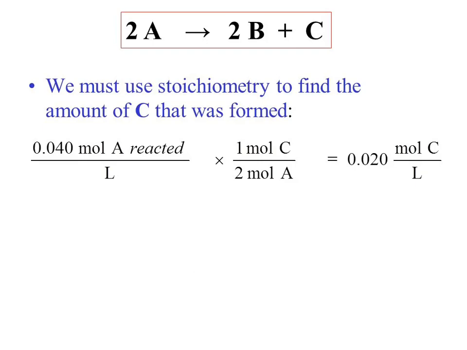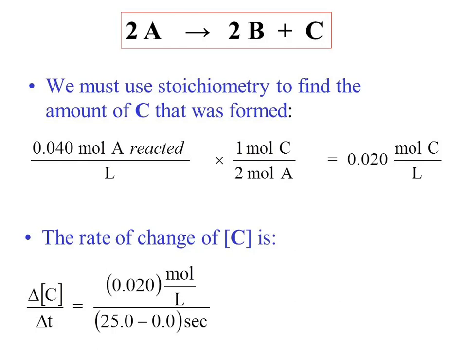0.020 moles per liter at 25 seconds. 0.020 moles per liter of C. Now you probably know what's coming next. To get the rate of change of C, we take final minus initial. So that'd be the 0.020. My notes really should say, to keep it clean, minus the initial. You guys told me the initial concentration of C was 0. Divided by the time interval, 25.0 seconds. So it looks like this.